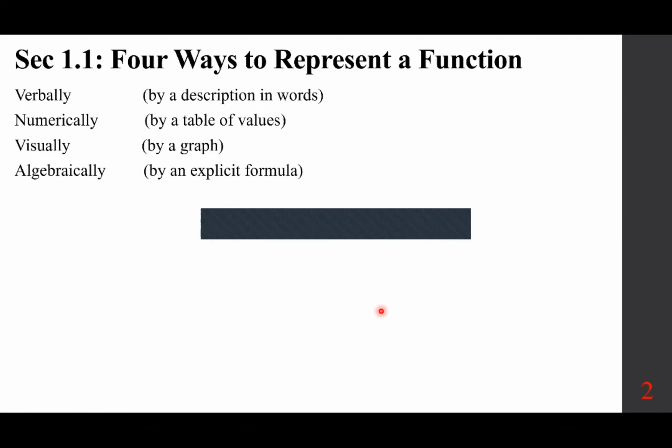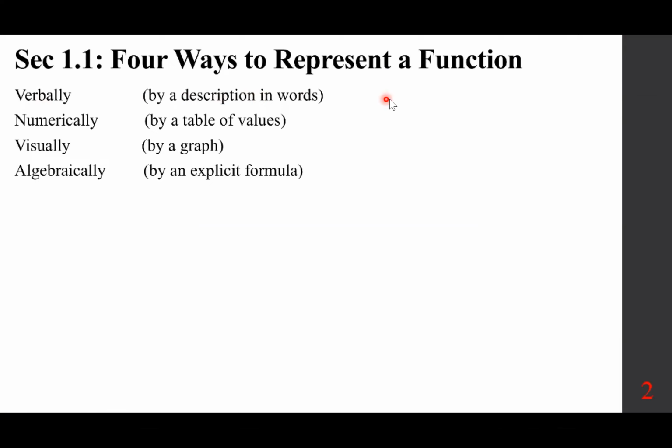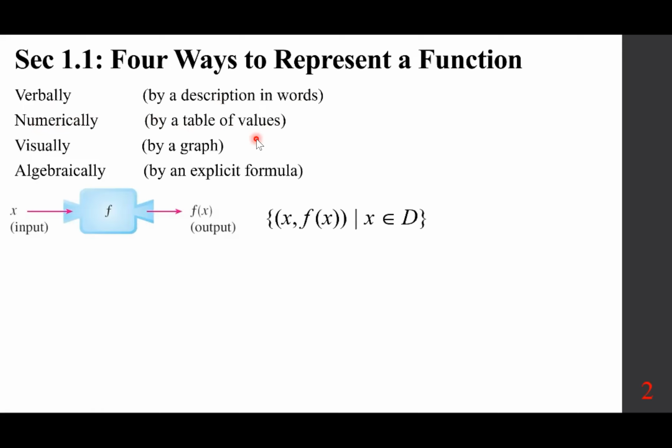4 ways to represent a function: verbally by a description in words, numerically by a table of values, visually by a graph, and algebraically by an explicit formula. I hope you remember the function machine: input x, output y or f of x. So the pair x comma f of x, where x is an element of the domain.